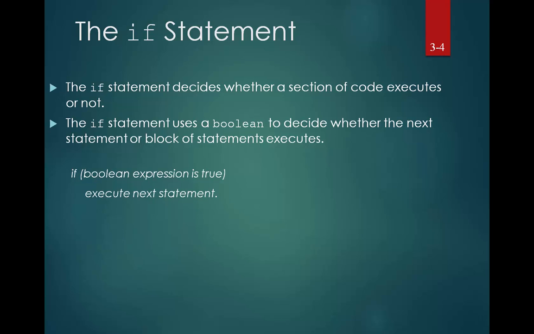And so here you see the form, and this is kind of a pseudocode form, but it's also what Java code looks like here. When you see an if statement in an algorithm, it looks like this. If, and then in parentheses, some Boolean expression is true, then it will execute the next statement.